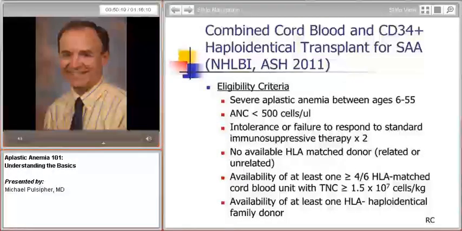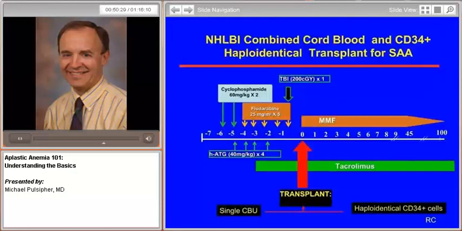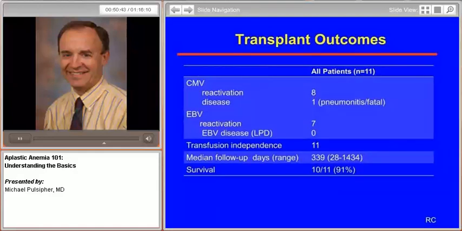There's another group at the NIH that's using a combination of half matched to get counts up very quickly plus cord blood. And what they're showing using this particular approach, again using cyclophosphamide, fludarabine, low dose total body irradiation, and ATG, is that they can have overall survivals in the 80 to 90% range. So there are some promising things coming up, but as you can see, only small numbers, and we'd like to have more numbers.